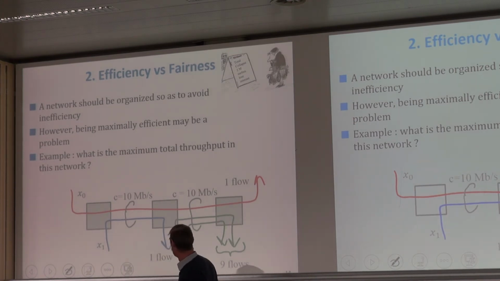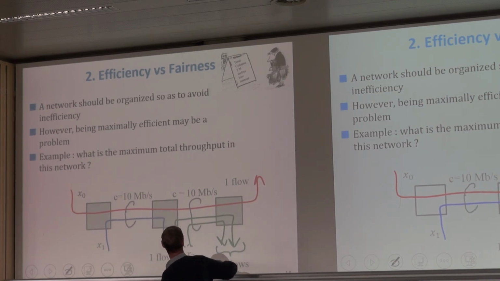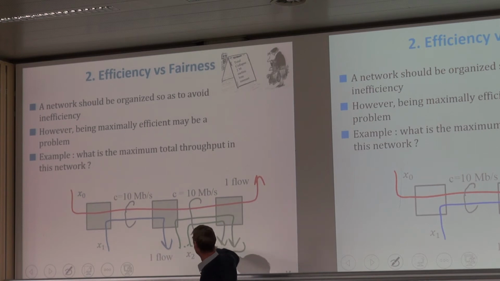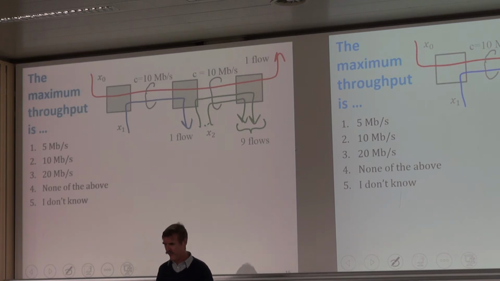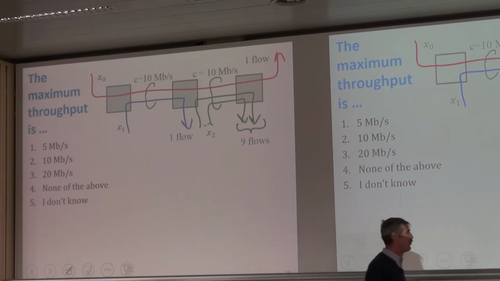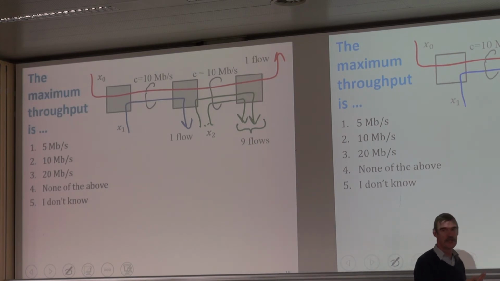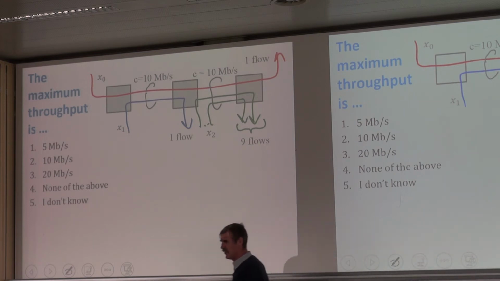Let's take another toy example. Here I have 3 routers. I have a number of flows, 1 red, 1 blue, and 9 green ones, and they're all trying to send. Right. We've seen that it's not a good idea if they try to send as much as they can, but what if we have the optimal solution? What would it be? In this network, what would be the total throughput? Total throughput, for me, here, is the sum of all the rates of the red, blue, and green flows. So what's the max that can be achieved in this network?